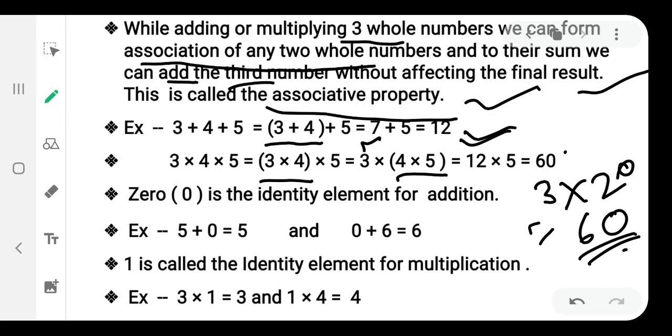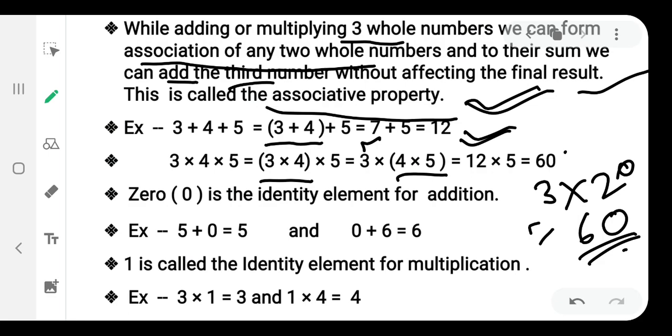So by doing the association, we are just reducing our stress and making the sum easier so that we can solve it easily and get the answer. So this is your associative property.